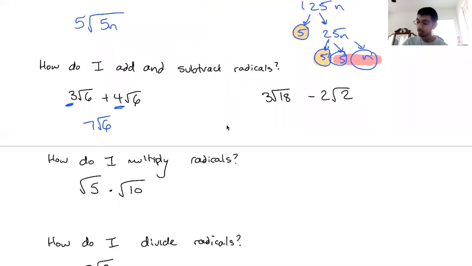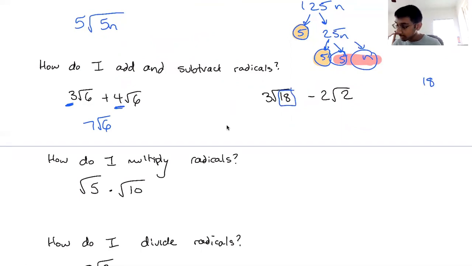So for this next one, 3 radical 18 minus 2 radical 2, it's going to be very similar. But the problem is we do not have the same exact roots right here, right? So to get them to be the same exact roots before I could subtract, we're going to simplify that radical 18 and we'll see what happens. So I'm going to do a little factor tree right here, for this radical. I'm just going to do the stuff inside of the radical.